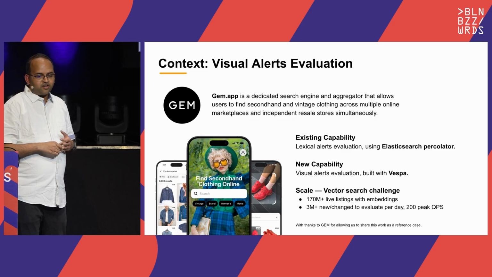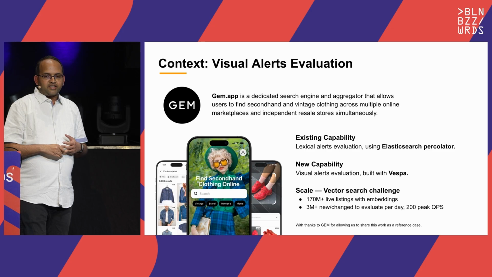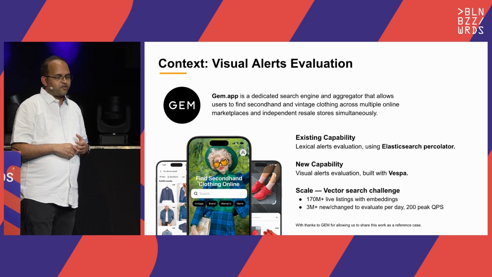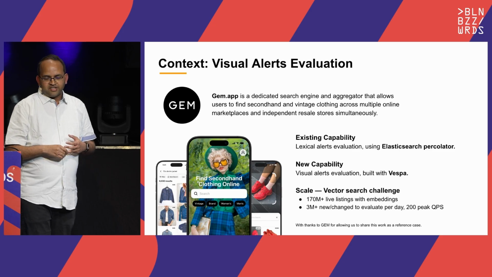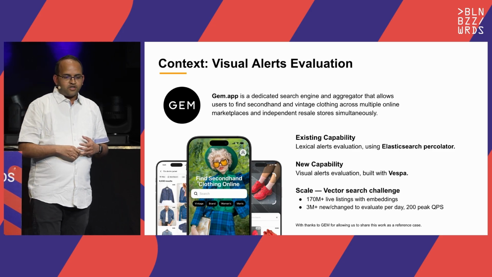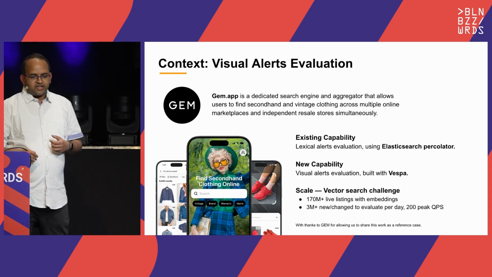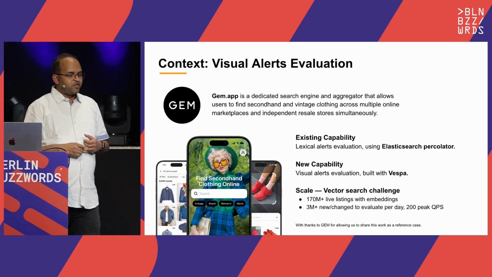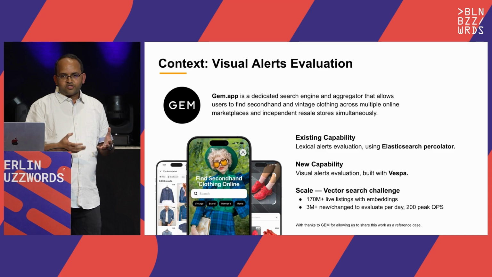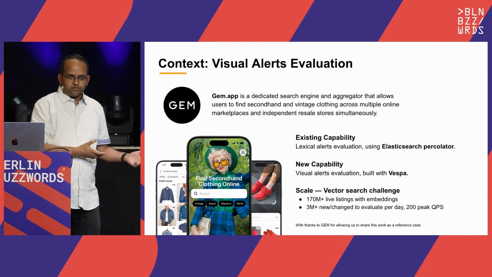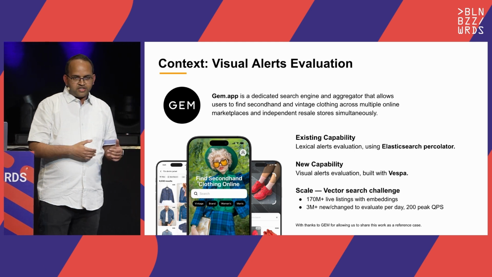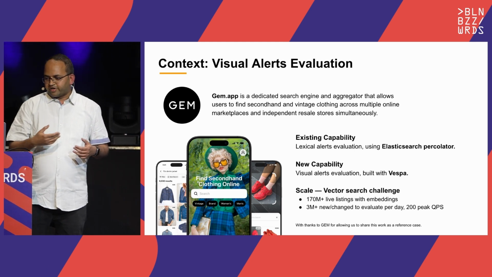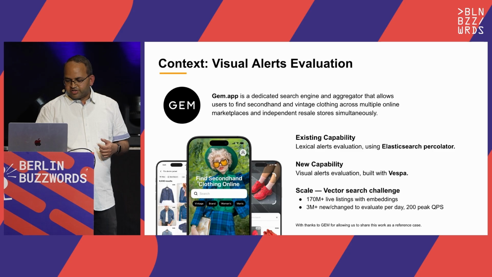They are already on Elasticsearch, and they already have in production an alert based on Percolator. But as I said, Percolator is lexical as of now. And the challenge was to allow the users to save the image search capability that they have already exposed, and let the users be notified of the new changes in the catalog.